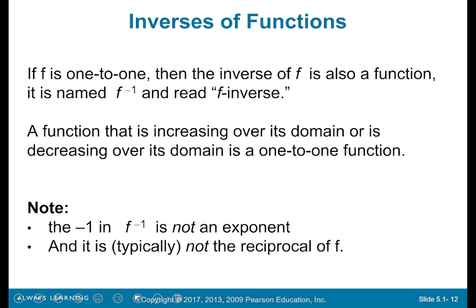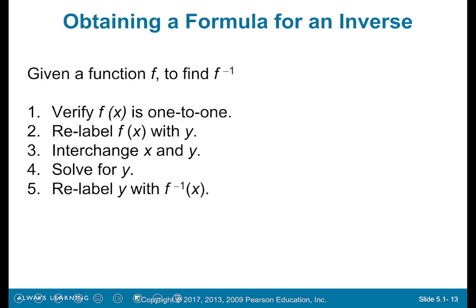I like thinking about the horizontal line test as easier. You all have graphing calculators you can use, so you can always look at the graph of a function and use the horizontal line test. You can also look for whether it's increasing or decreasing only over its domain. Just remember, the -1 is not an exponent, and it is not the reciprocal. Typically, to the -1st power means we're taking a reciprocal of a number. That is not the case here, because that -1 is just a notation. So you'll see it come up a lot.